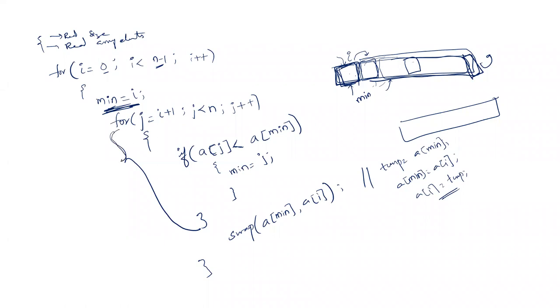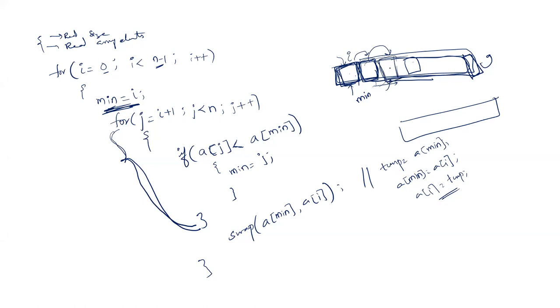Remember, this is for checking out the minimum element among the rest of the elements. If I'm picking this element to be swapped, I'm comparing it with all the elements after it, starting from the next element. So I compare and swap when a minimum element is found, swapping this element with that one, and then I go on to the next element.